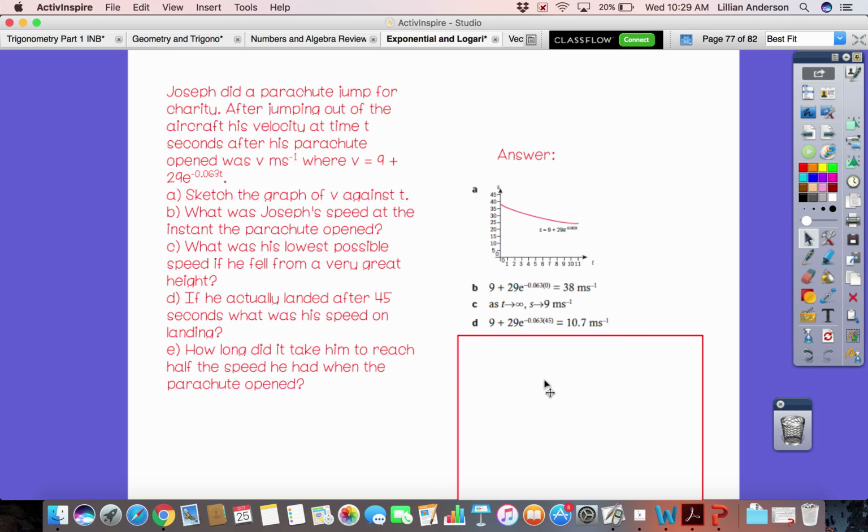So you're basically going to plug in 45 for t. And so basically he's falling at 10.7 meters per second if he hits the ground after 45 seconds, based off of this model. So you're plugging in 45 for t.